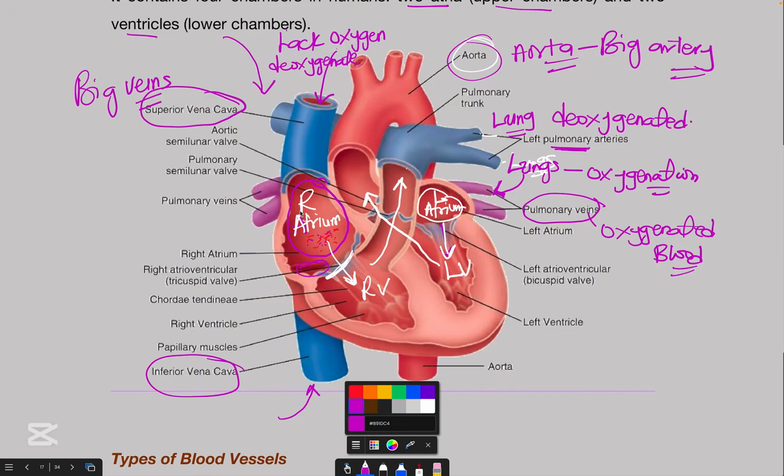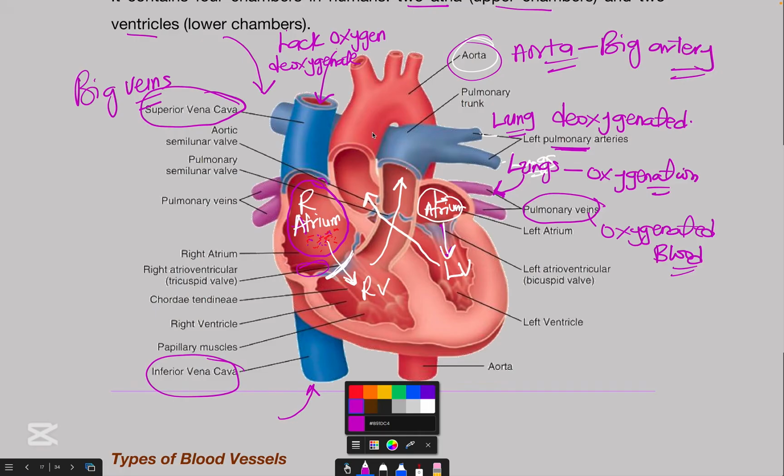From the right atrium, it will go to the right ventricle. From the right ventricle, via the pulmonary artery to the lungs. From the lungs, when it becomes oxygenated, it is now sent through the pulmonary vein to the left atrium. From the left atrium to the left ventricle, and from the left ventricle through the aorta to other parts of the body. Is that okay?